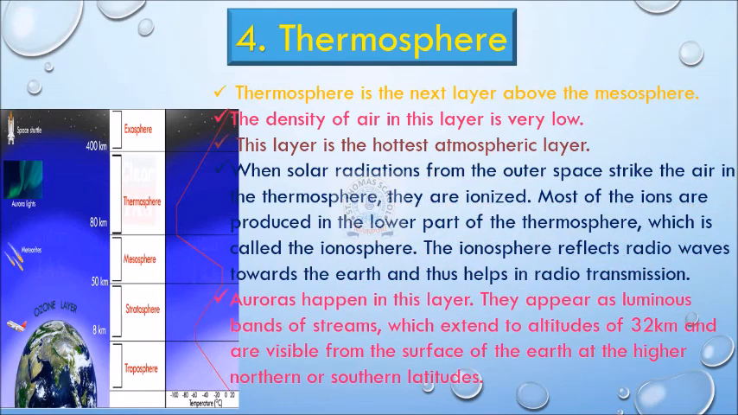Auroras, the northern and southern lights, happen in this layer. They appear as luminous bands of streams which extend to altitudes of 32 kilometers and are visible from the surface of the Earth at the higher northern or southern latitudes.